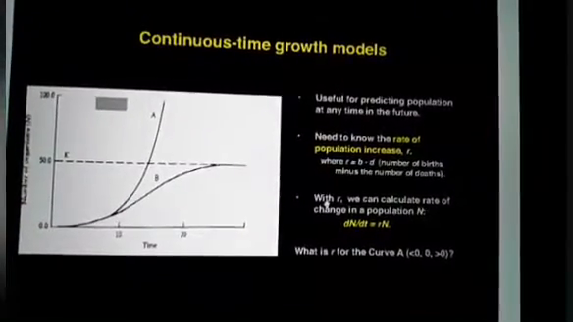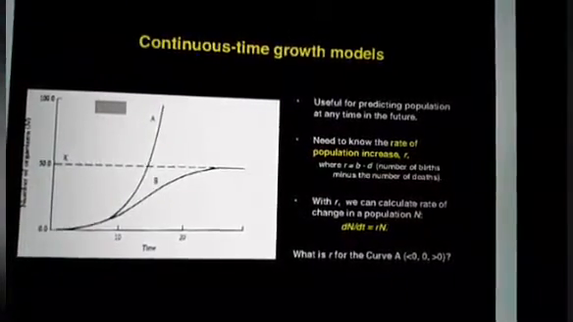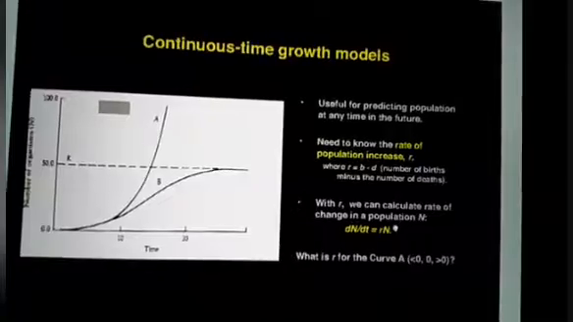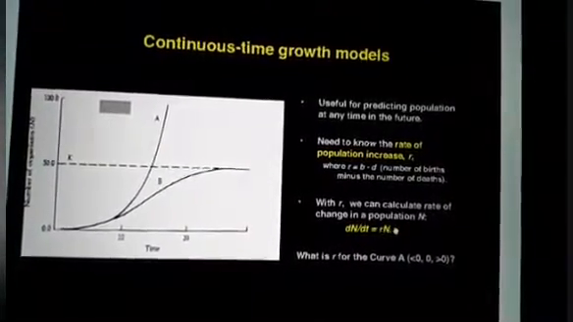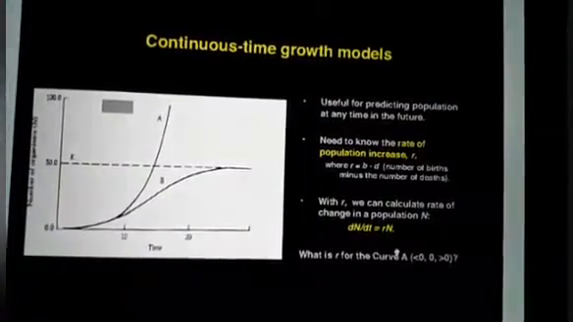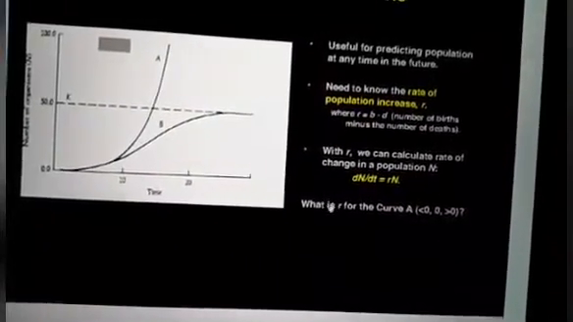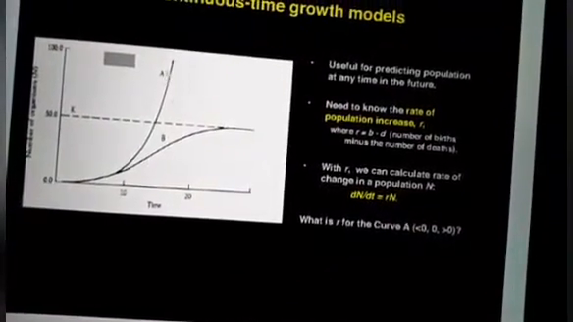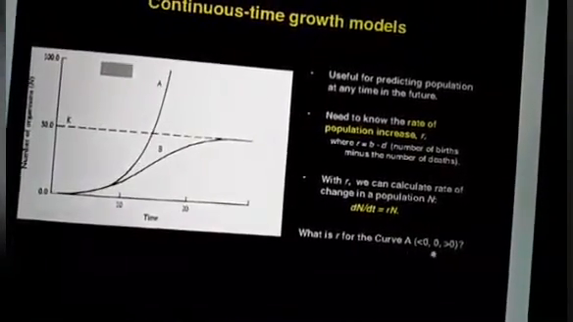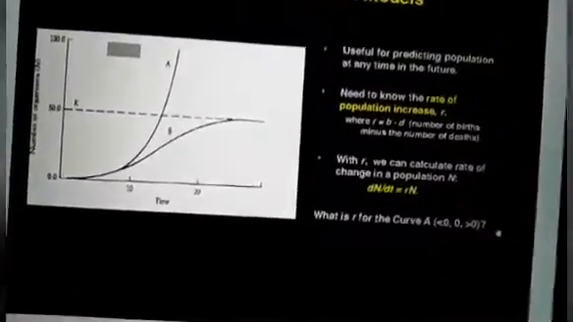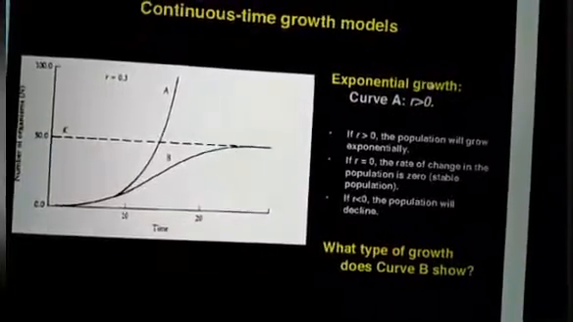And then with r, we are able to calculate the rate of change in a population N. So you take this and make it your equation 3. And then you will see where we are going with this. So with that being said, what is r for curve A? So we are going to see this, and then we have this graph.